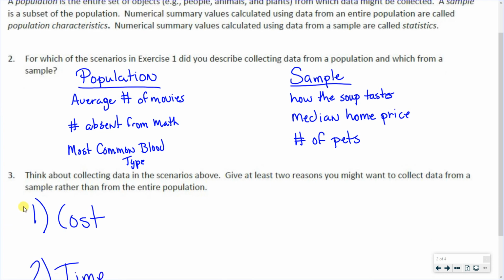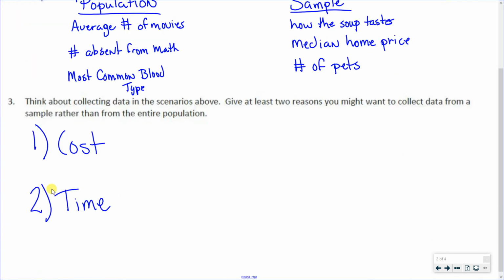All right, question 3. Think about collecting the data in the scenarios above. Give at least 2 reasons you might want to collect data from a sample rather than the entire population. All right, well, I wrote down cost and time. That's the most simple answers you can make. But think about it. Let's use the soup example, okay?